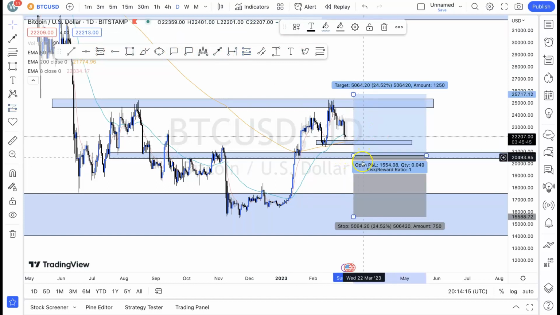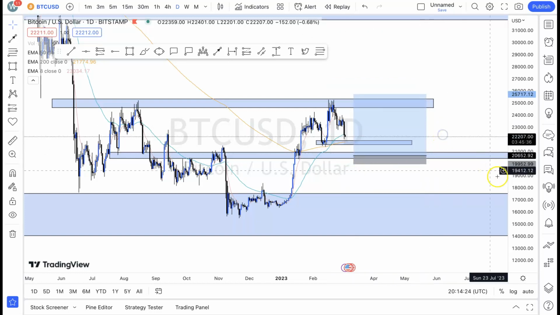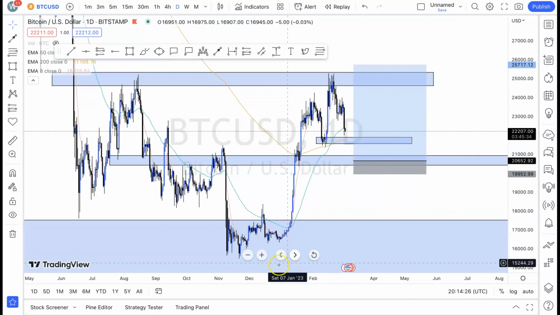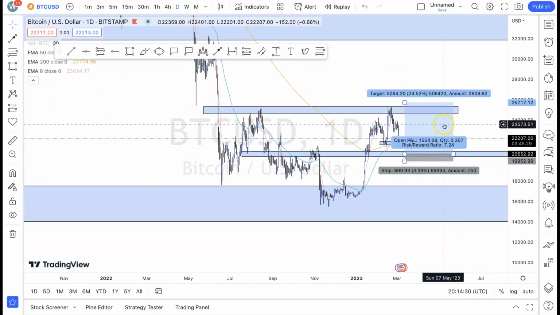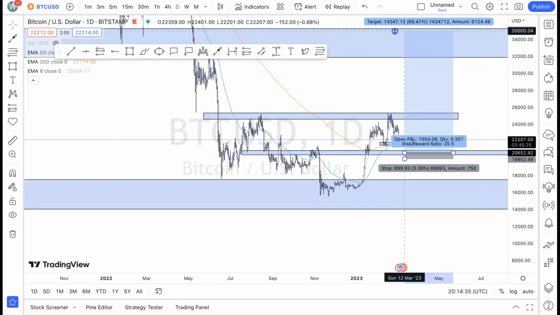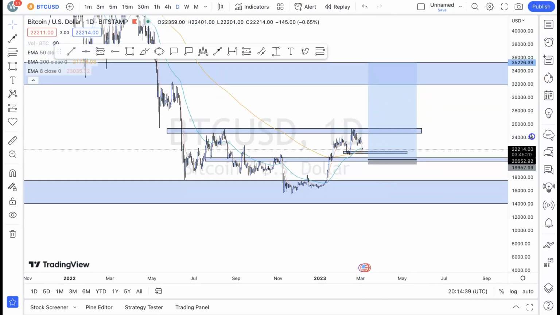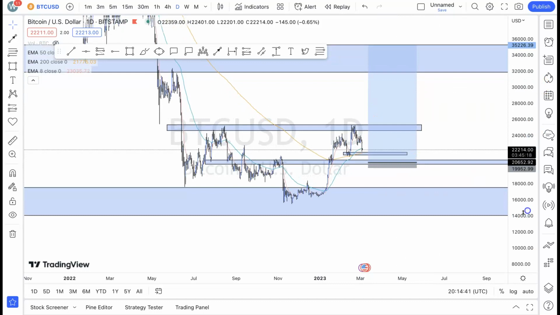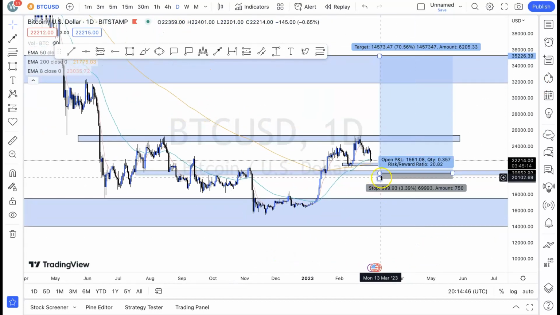You want to pick your entries at 50% of that block, then probably put your stops right there. So it's going to be very interesting to see how this pans out. It's a massive swing trade. Of course, you know how we do it. You're going to be scaling in your take profits all the way up. So I'm looking at this trade position in the coming week.